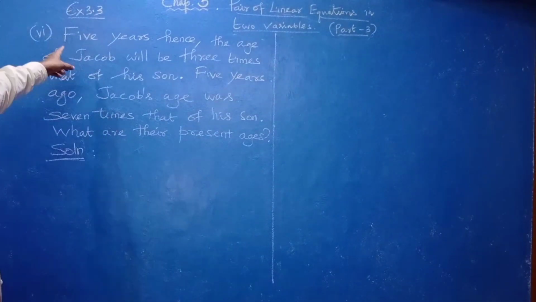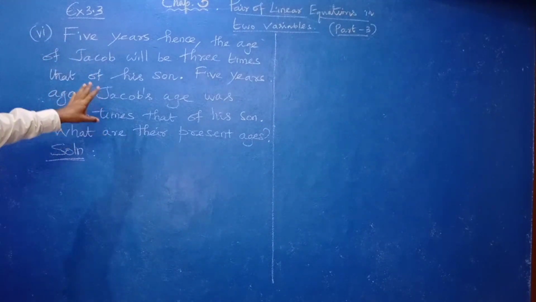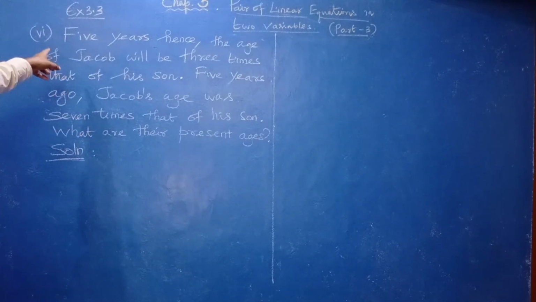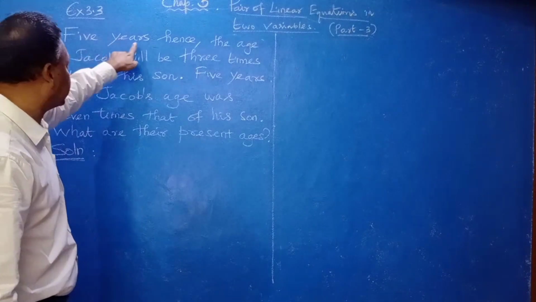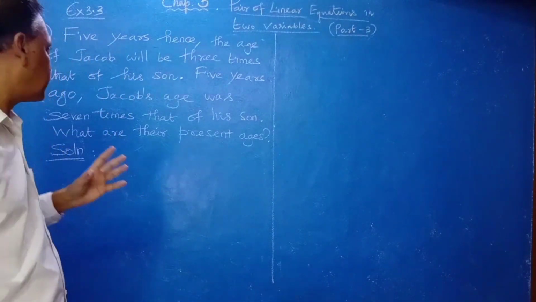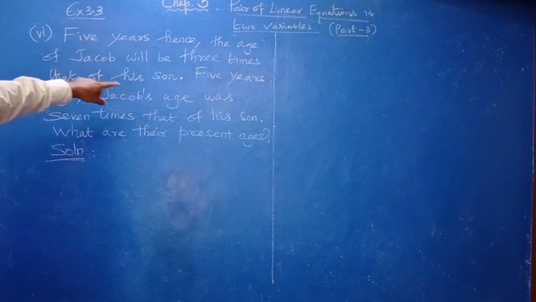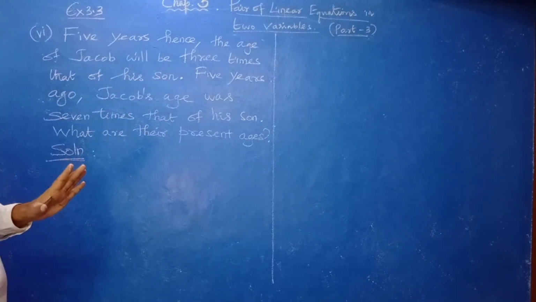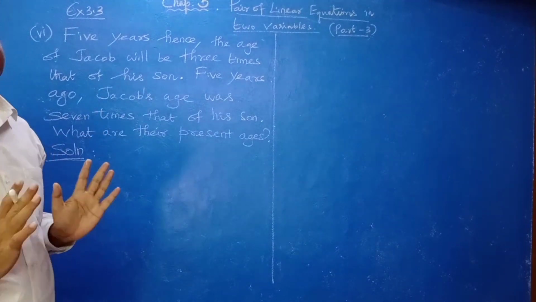We will see one more problem. Okay, age problem. This is very, very important for the CBSE exam. Repeated questions. 5 years hence: here also there is a mathematical term. 5 years hence means after 5 years. After 5 years, the age of Jacob will be 3 times that of his son. So here Jacob's age and son's age will be given.